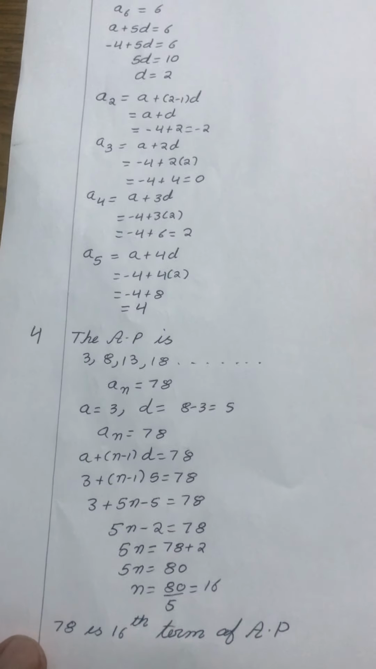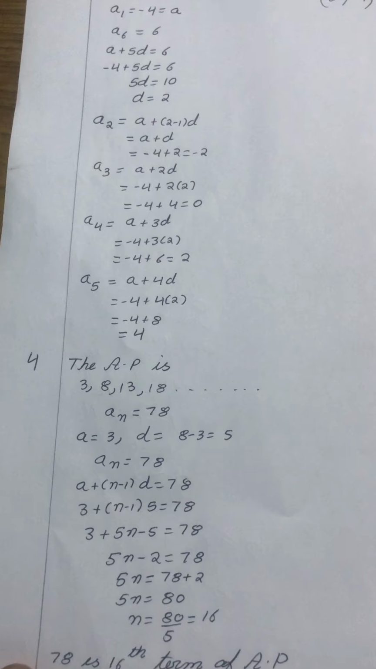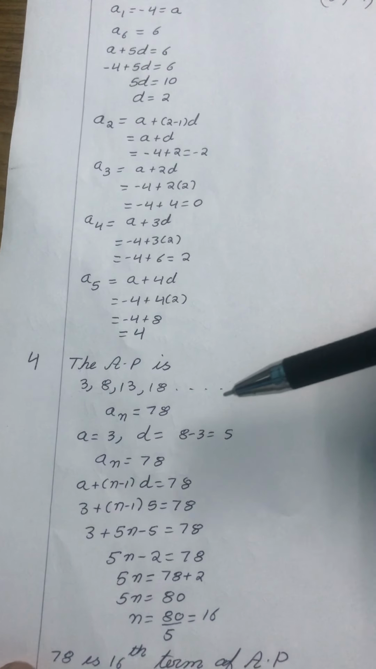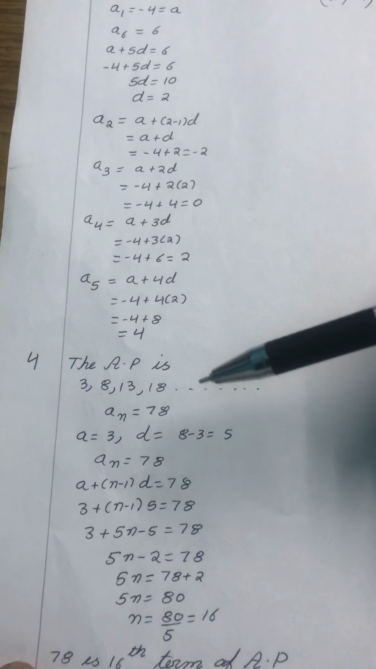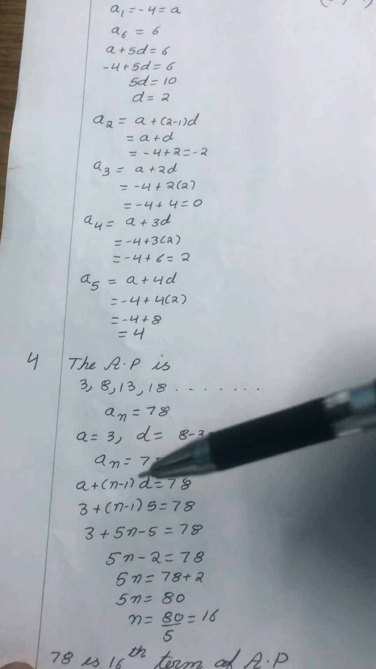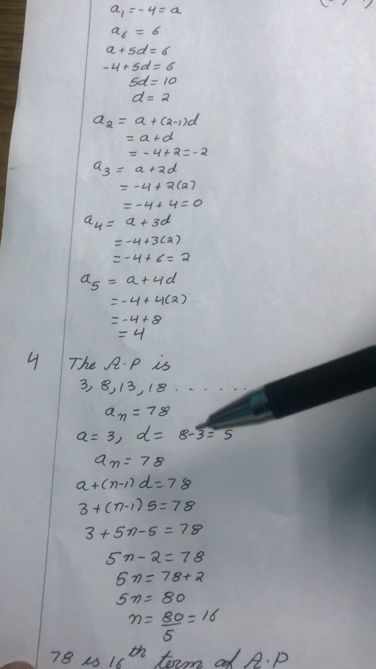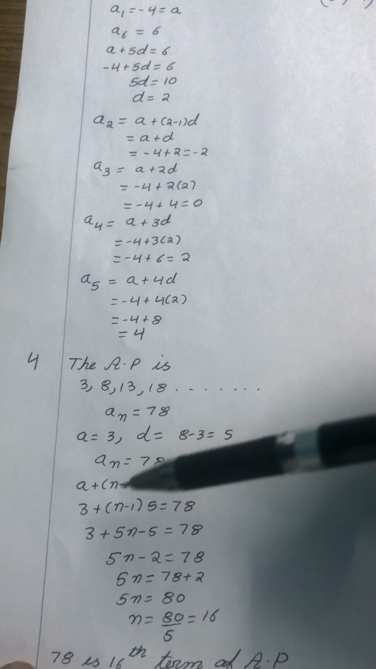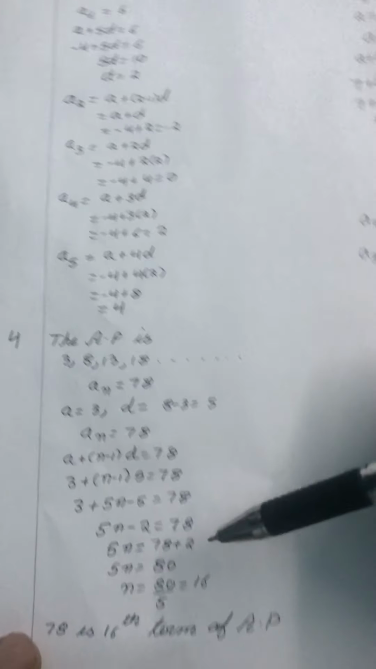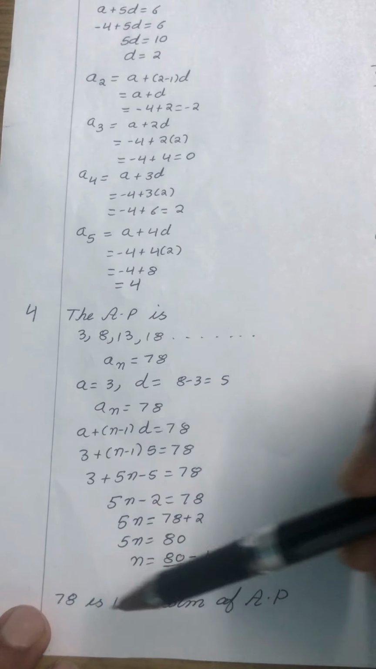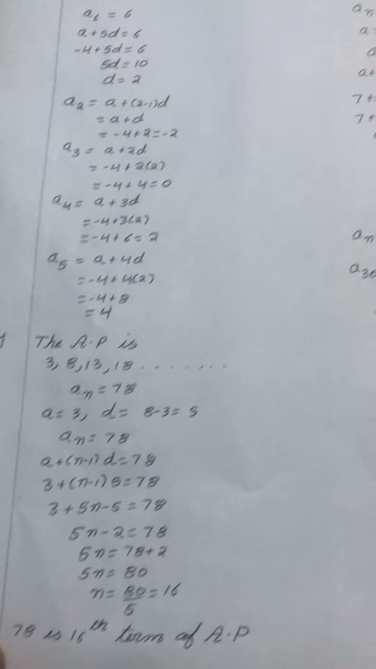So please note down these sums or take a screenshot. The AP was given, then they ask which term of the AP 78 is. In this case we suppose the term as AN. So apply the formula of AN, A plus N minus 1 D, substitute the values of A and D, solve it, and from there we get the value of N. So 78 is the 16th term of the AP.